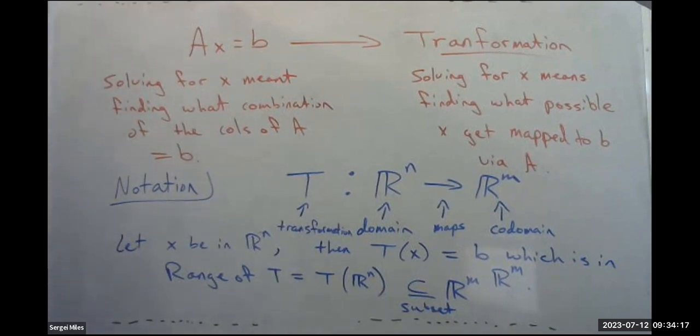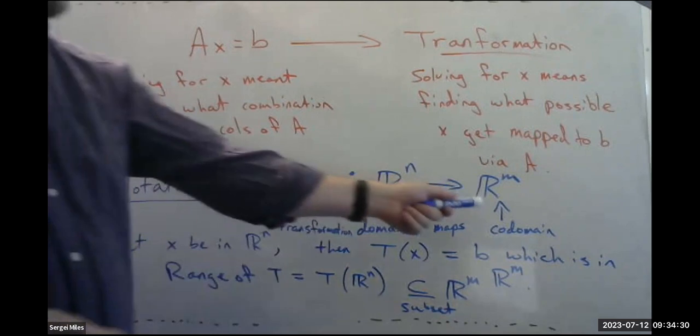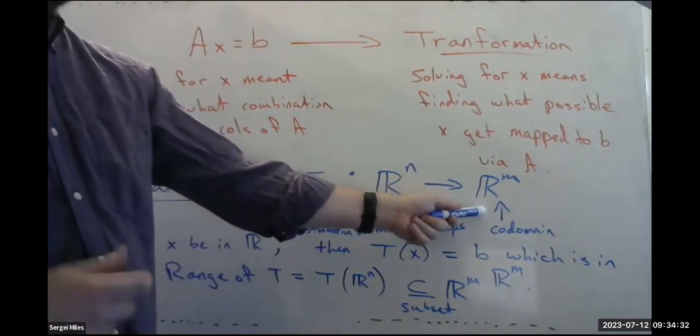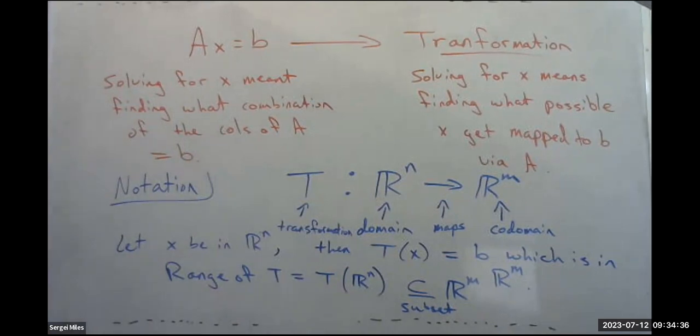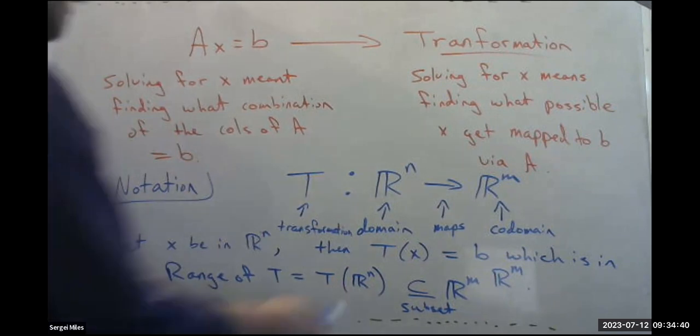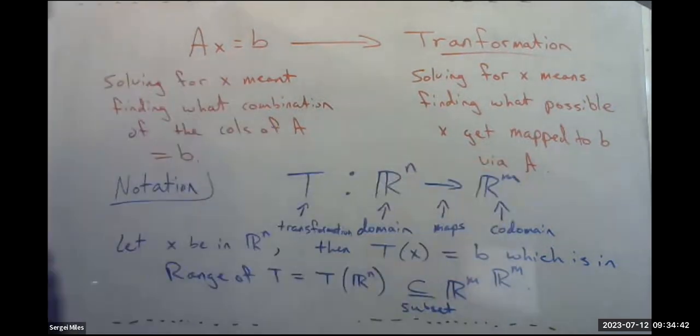We've seen examples where sometimes for some particular b, maybe a solution doesn't exist. Maybe there's no x which can be mapped to that b, in which case not everything in Rm necessarily will have a solution. If not everything in Rm has a solution, then the range is not all of Rm. And we'll see examples of this in just a moment. Okay.